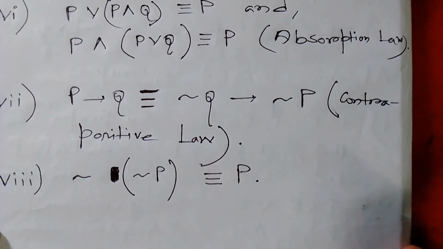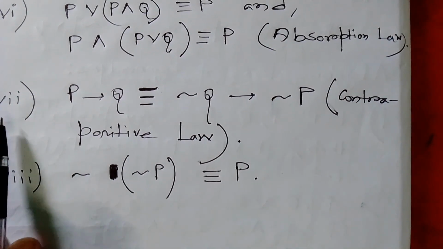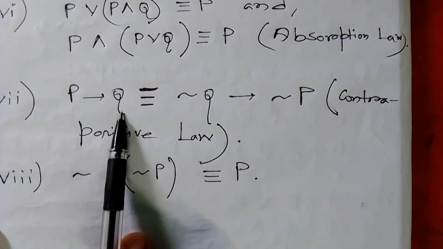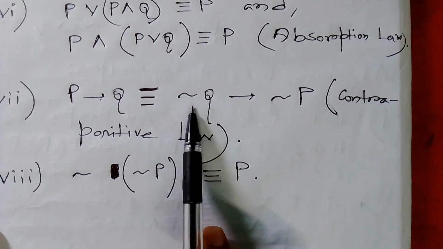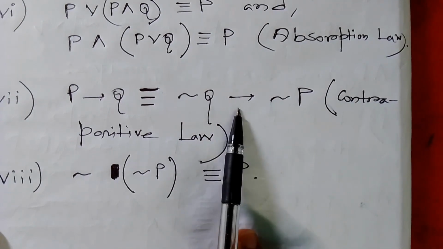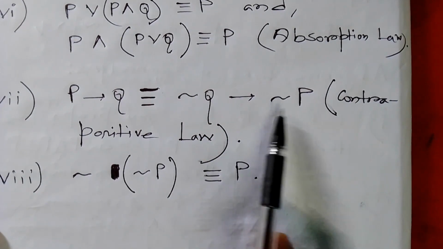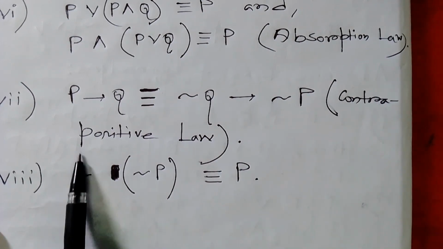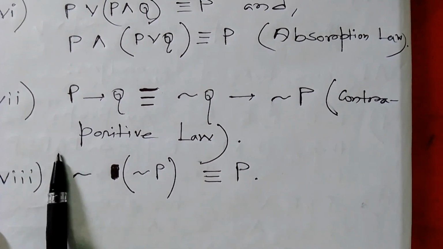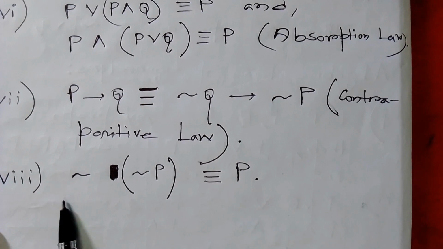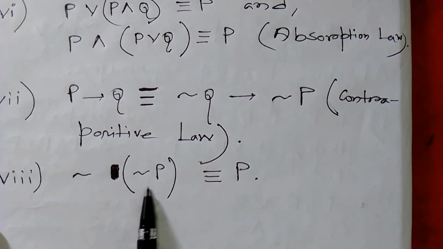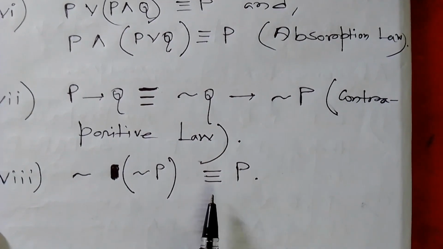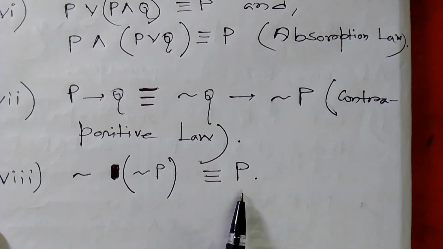Now contrapositive. So P implies Q has logical equivalence with negation of Q implies negation of P. This is the contrapositive law. And now this is double negation: negation of negation of P has logical equivalence with P.